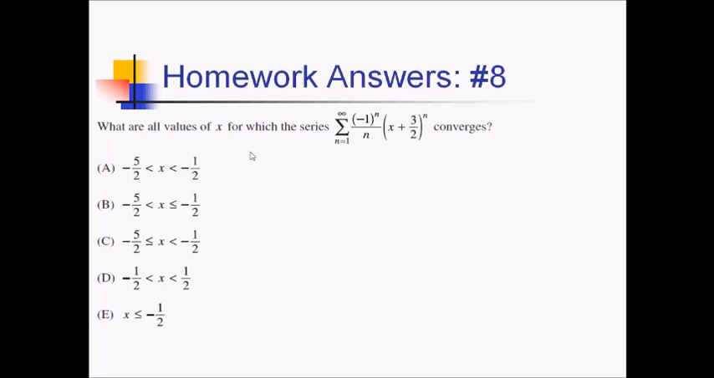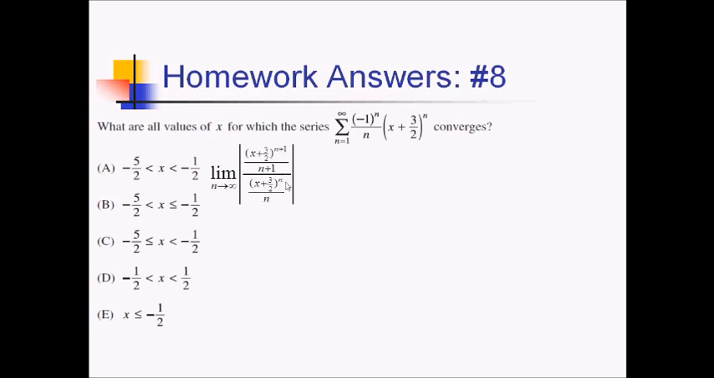For number 8, we want to know all the values of x for which this series converges. So we're essentially asking for the interval of convergence, and here are the options. So let's go ahead and do our ratio test, since this is not a geometric series because of this n down here ruining it. So we'll do the limit as n approaches infinity of the absolute value of the n plus 1th term over the nth term. So let me just write it all out, and then we'll go through it.